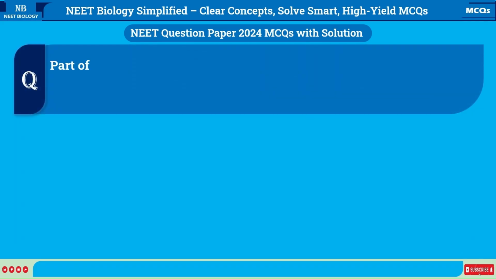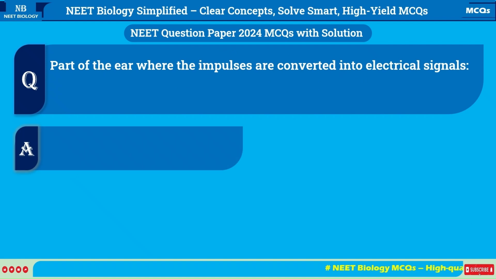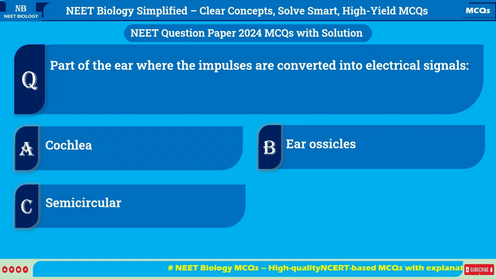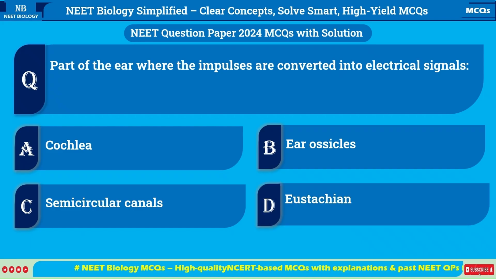Part of the ear where the impulses are converted into electrical signals. A. Cochlea. B. Ear ossicles. C. Semicircular canals. D. Eustachian tube.